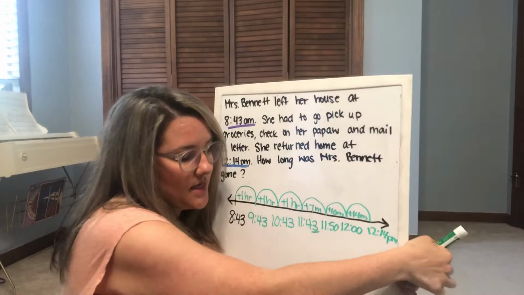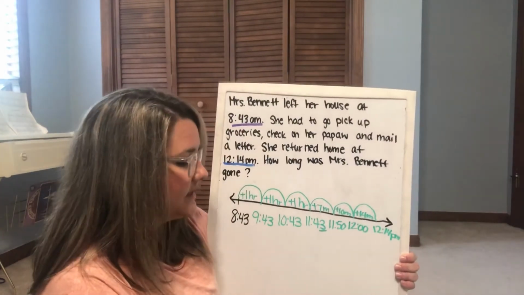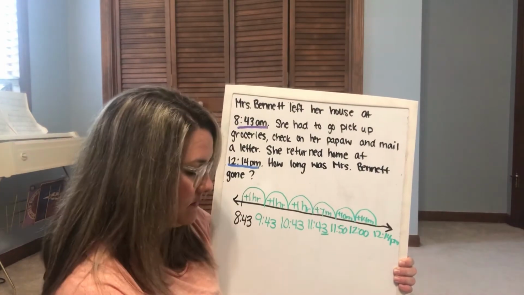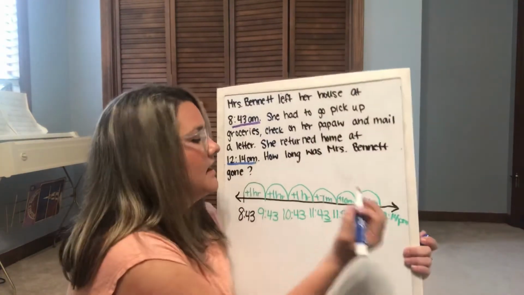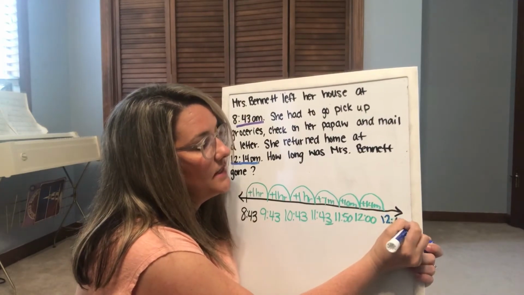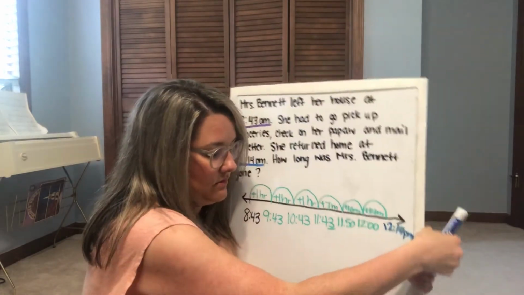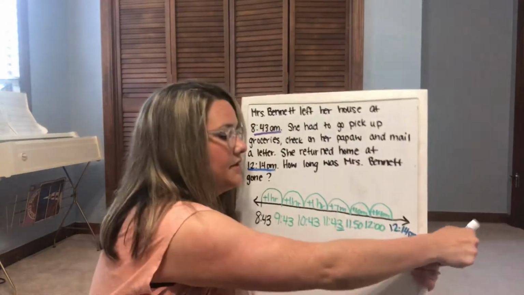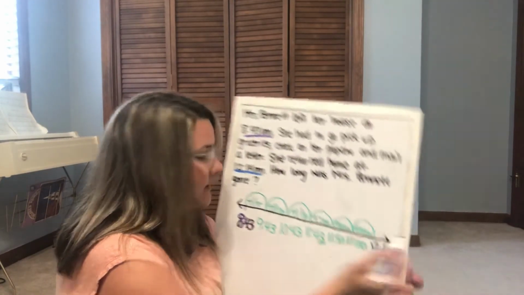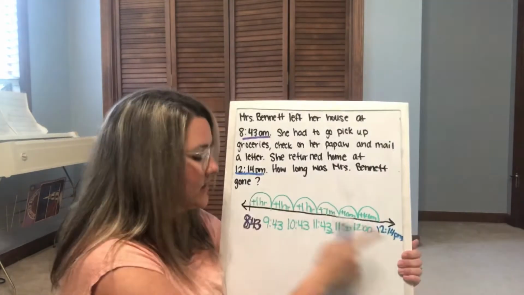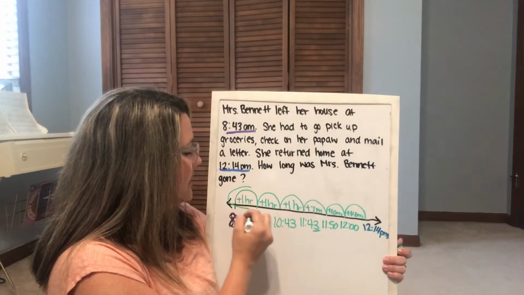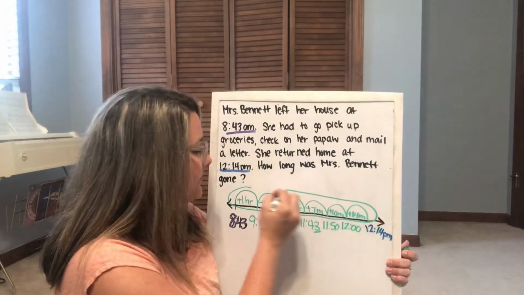Going back to the question, it says, how long was I gone? Let me go back. 12:14 is where I ended. So I knew this. I knew where I was going to end. I started at 8:43. I knew where I was going to begin. So I am looking for how much time has passed. So my answer is going to be in the time that I added.